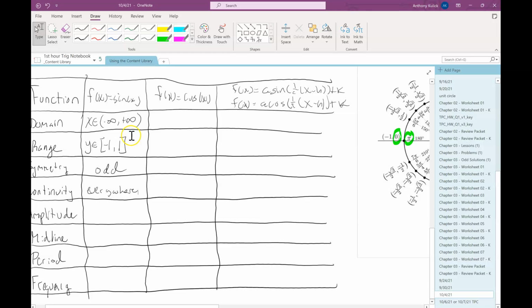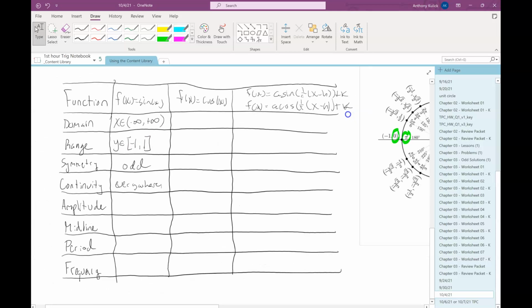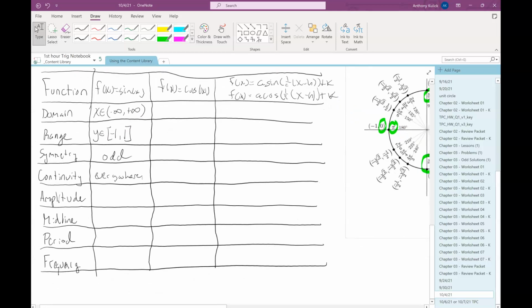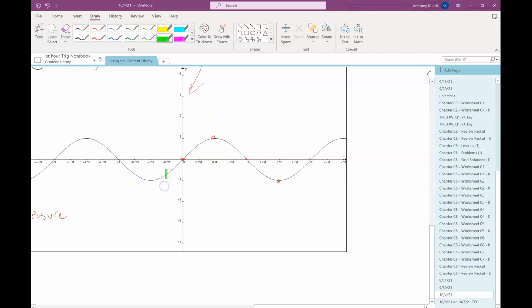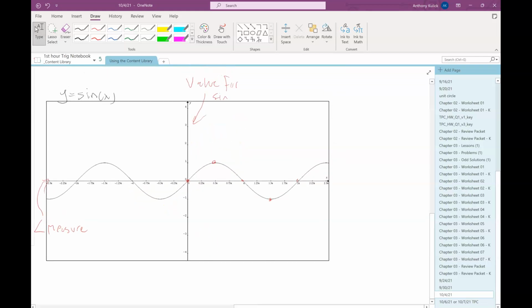Okay, the last 4 are going to be kind of visual descriptors for these graphs. So we're actually going to start by talking about the midline first. The midline for one of these graphs is the line that divides the graph basically in half. So the area bounded between the graph and the midline is the same as the area bounded between the graph and under the midline.